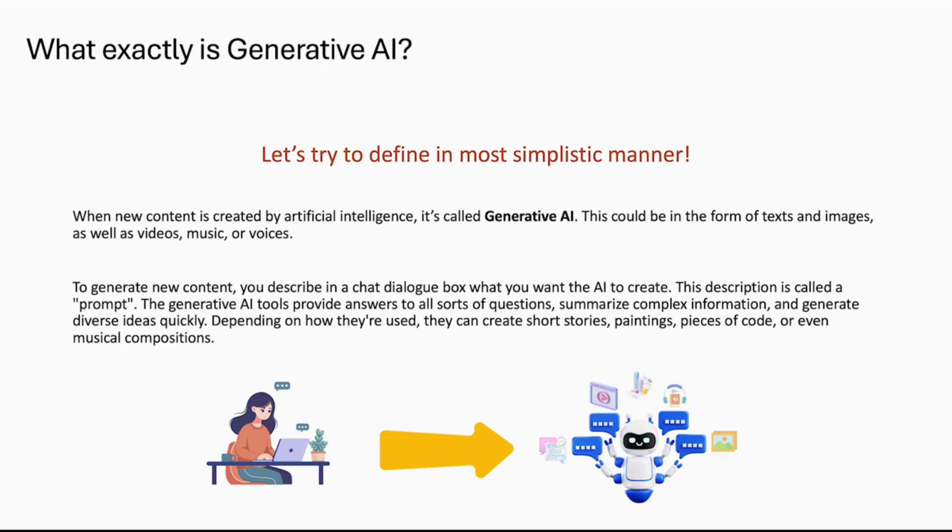But the instructions that you provide, that's called a prompt. And the prompt can also be to an extent where you say, hey, create a short story for kids, or I would like you to generate a new painting, or it can be creating a piece of code or even a musical composition for that matter. But anything that an artificial intelligence can create, that's basically called generative AI.